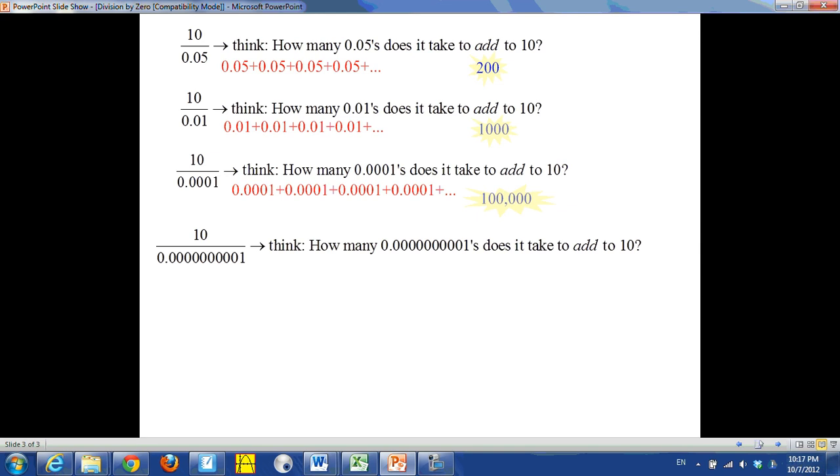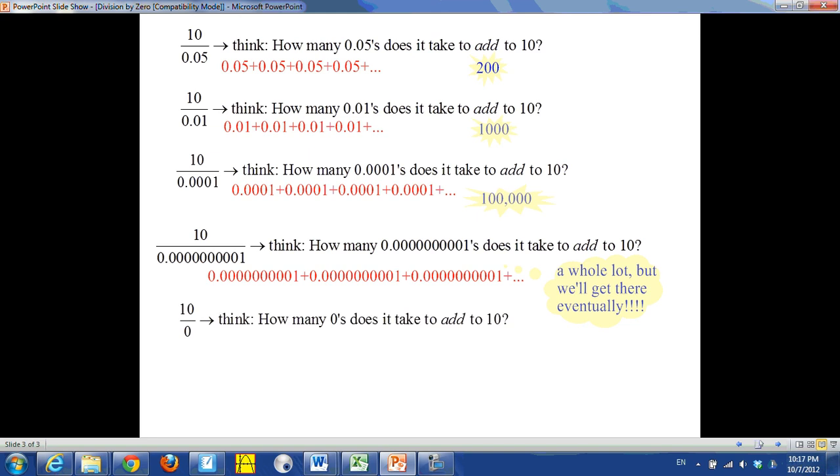How many 0.000000000? I'm not even sure if I said the right number of zeros there. Would it take to add to 10? Well, I don't really care to figure out what fraction that is. But it'd be a big number. Eventually we'd get there though, right? Some humongous number.